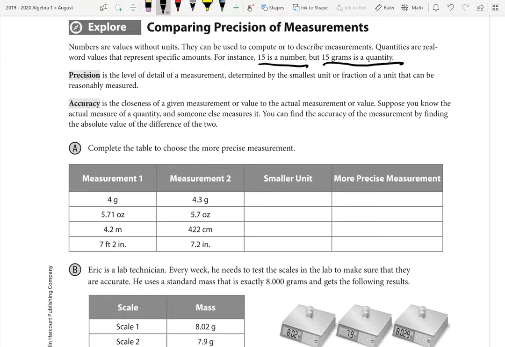Okay, precision is the level of detail of a measurement determined by the smallest unit or fraction of a unit that can be reasonably measured. I'll talk about that in more detail in a second. Accuracy is the closeness of a given measurement to the actual measurement or value. Suppose you know the actual measure of a quantity and then someone else measures it. You can find the accuracy of the measurement by finding the absolute value of the difference of the two.